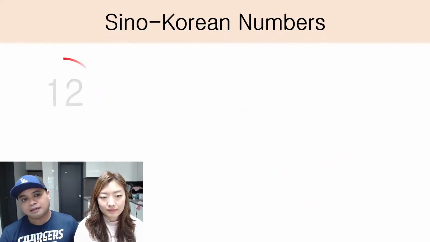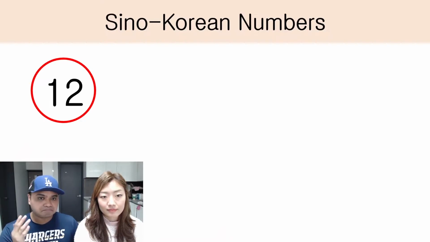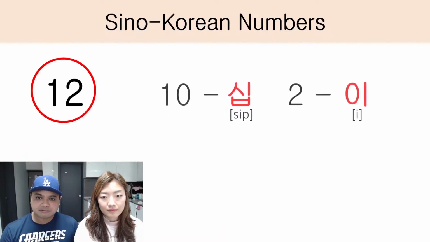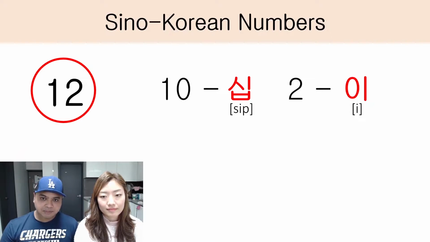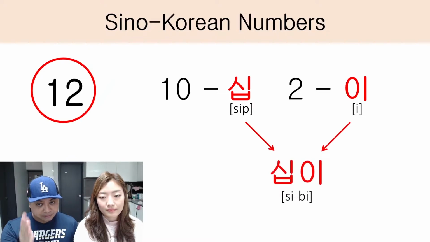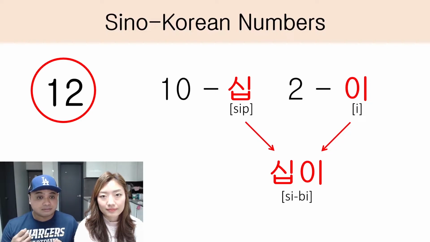And then 12. Same thing. We break it down. We need to say the 10 and then the 2. To say 10, you need to say ship, then 2, i. Then you put them together and you get shibi. So when you're saying these numbers, you just break it down and figure out what numbers you need to say, and then you put them together.